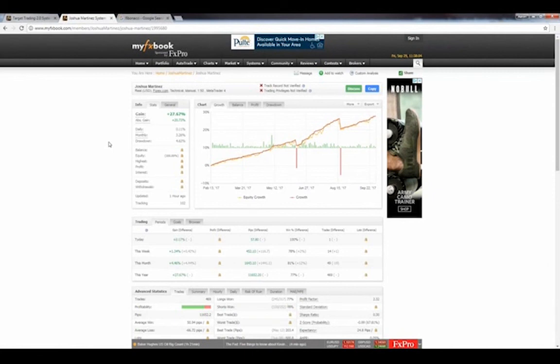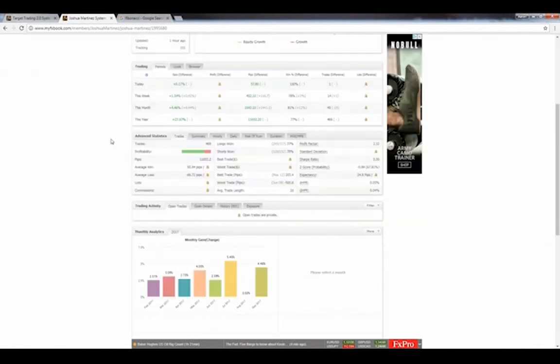This is a real money account, real trades, real profits, real pips. If you don't know what MyFX book is, they're a third-party company that is verified. This is real, okay? This trading account, this is one of Josh's accounts, was opened up February 13th this year. So what's that? About 7 months old, okay?